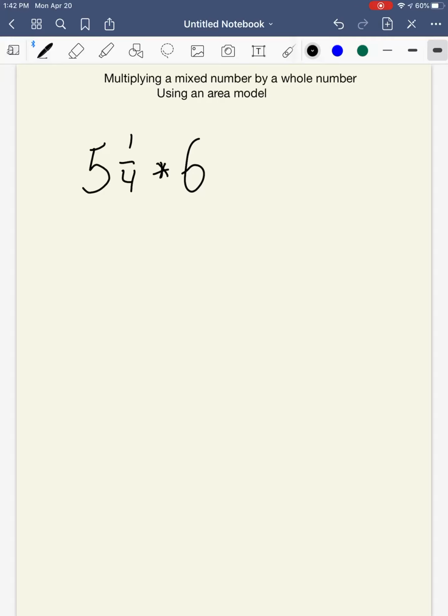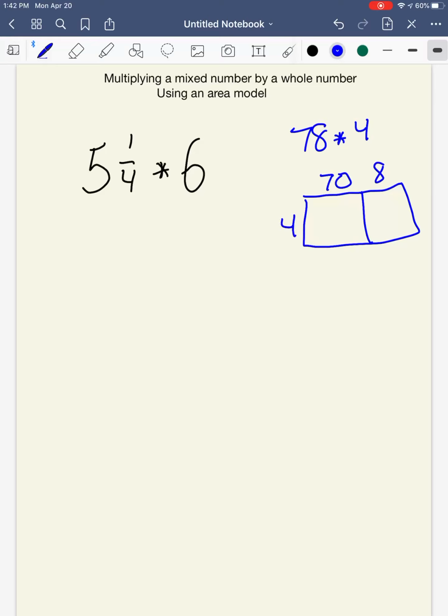Okay, so just as a quick refresher on area models, I'm just going to pick two random numbers here, 78 times 4, whatever. To use an area model, remember I take the 78 and I split it into its parts, in this case 70 and 8, and then I multiply it by 4. So I put the one number across the top and the other one down the side. And then I multiply 4 times 70, and that answer goes here. And then I multiply 4 times 8, and that answer goes here. And then you add them together, and there you go.